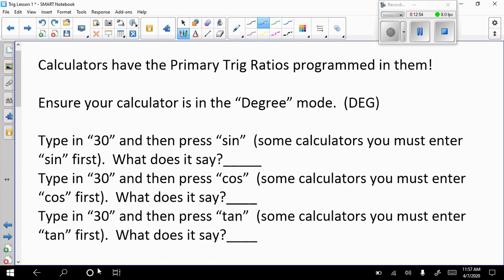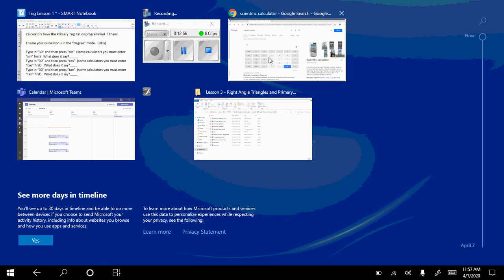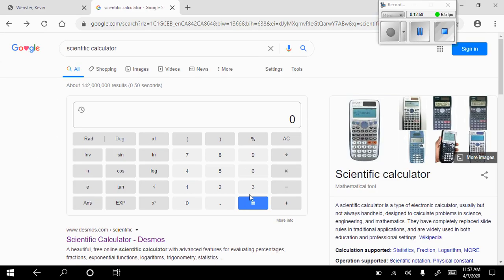Now, I'm going to do it here with my online calculator. If I type in 30 and then click on my sine button, oh, excuse me, I guess this is one where you have to hit the sine button first. So here, I'm going to clear it, and I'm going to hit sine, and then I'm going to type 30. Some calculators you do it one way, some you do it another way, and then I'm going to hit equals. And I notice that it's giving me, oh, I wasn't in degrees.